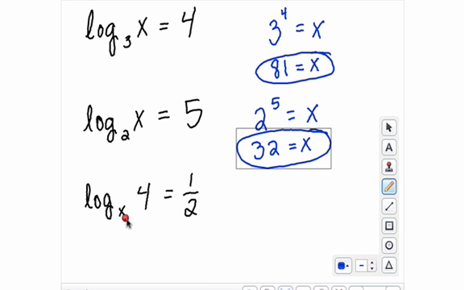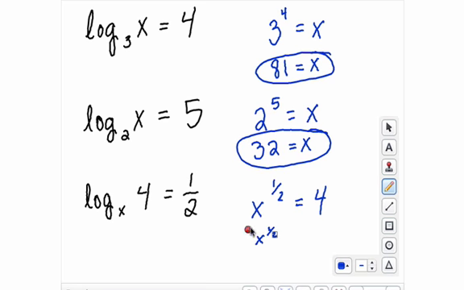Now here we're going to do the same thing. We're converting from log form to exponent form. So x to the 1/2 equals 4. When you have this equation, you have to remember that x to the 1/2 is the square root of x. So how do you undo that? Well, you square both sides.